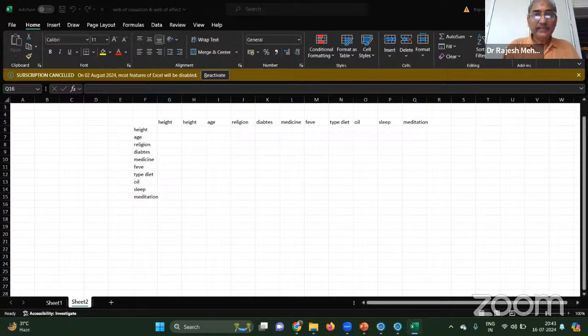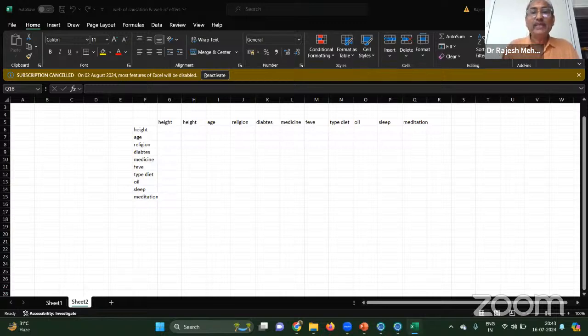So in this case, we have 10. So 10 into 10 is 100. 100 minus n, 100 minus 10, is equal to 90 divided by 2, which is equal to 45. So you have 45 tables with you. You should think about all these 45.